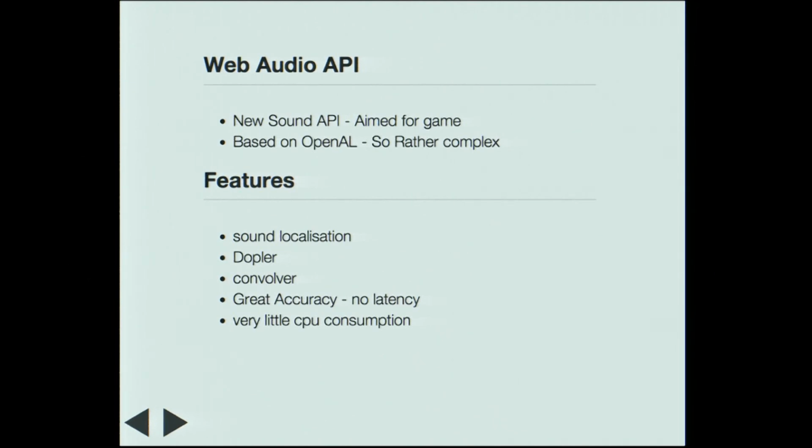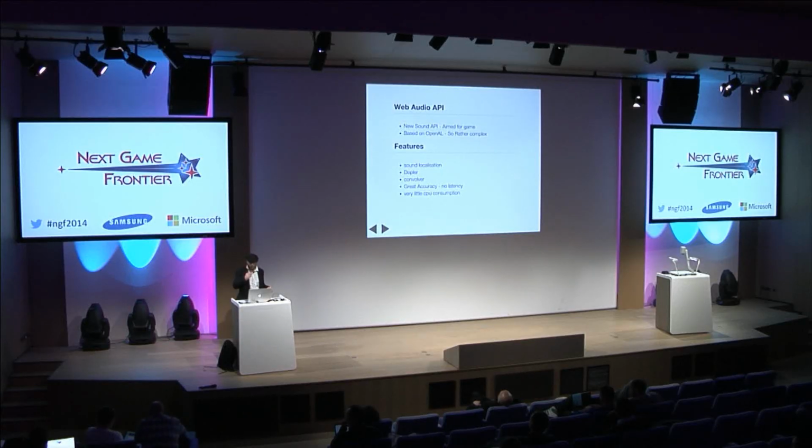So to do that, we use the Web Audio API. The Web Audio API is a new API for sound, and it's aimed at games. That means it has been designed for games, not just to do some basic sound effects in your web page. So it's based on OpenAL for people who know that. So it's rather complex. It's like WebGL. WebGL, if you try to write it raw, no way you will do that. I mean, that's so complex, you won't do it. Well, OpenAL is a lot simpler. But the Web Audio API provides various things which are very interesting for us, game developers.